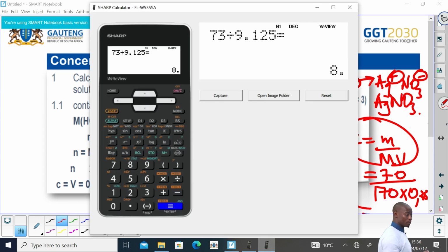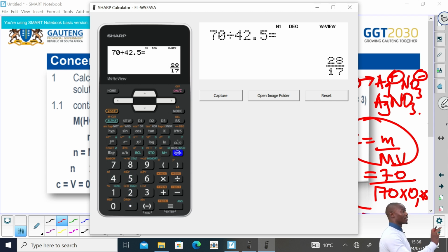So here I'm having 170. I'm starting with the denominator times 0.25. So I'm getting what here? 42.5. Then 70 divided by that answer, which is 42.5. Let's see.